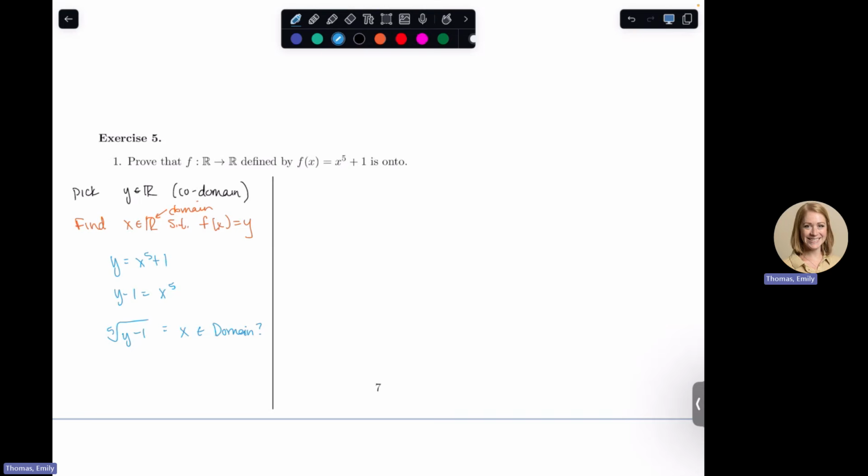Yes. The odd roots, you can take the odd root of positives or negatives. It doesn't matter. If this was a square root, we'd be in trouble. But it is. And so because we have found an element in the domain that maps to our element that we picked in the range, I mean in codomain, the range equals the codomain, we're done.